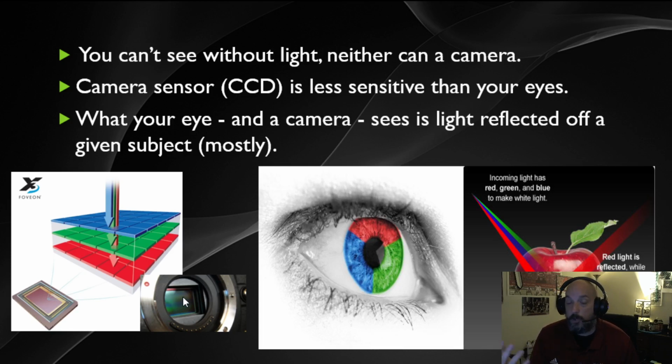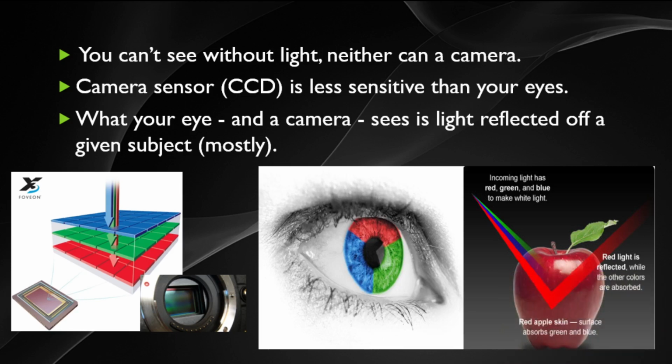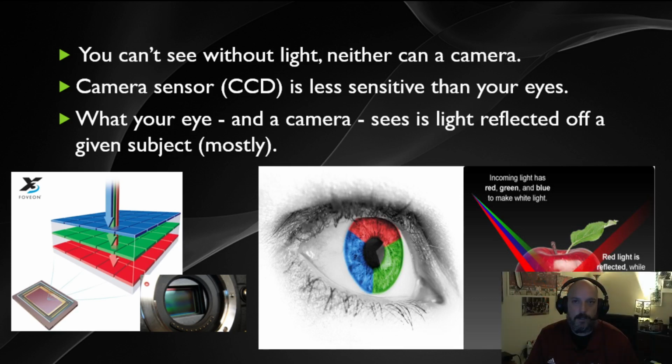But just like the human eye, the camera can only see light that's reflected back to it from a surface. So in the case of a red apple, the only light that's coming towards the camera's chip is going to be red. So it's going to record the red. It's not going to record the other colors because they were absorbed, not reflected, by the item.